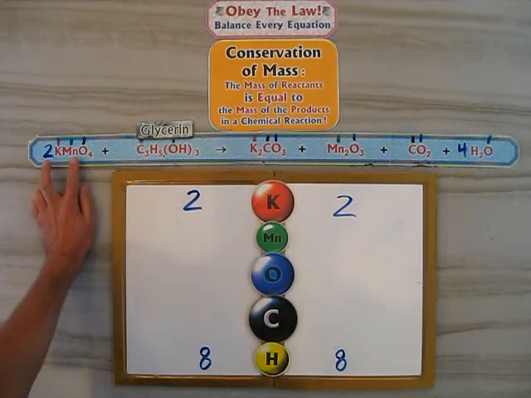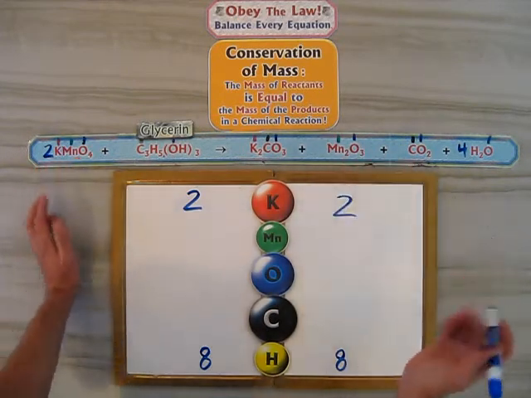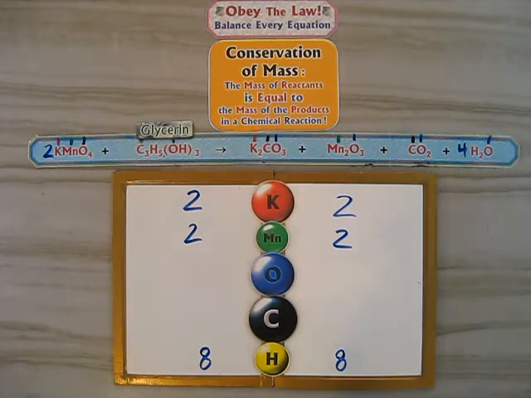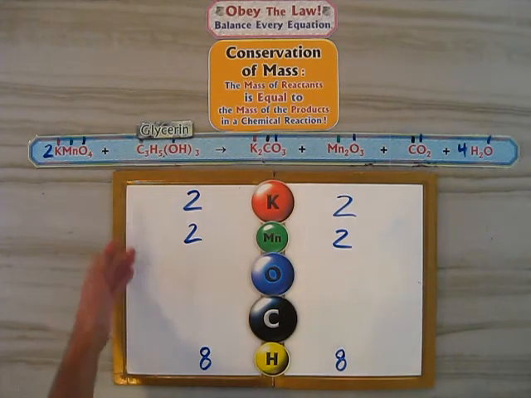And then, oh, that also gives me 2 manganese, right? And I've got 2 manganese on this side, so that's good. 2 and 2. So look, we've already got 3 of the 5 balanced. So this should be really, really easy, right?